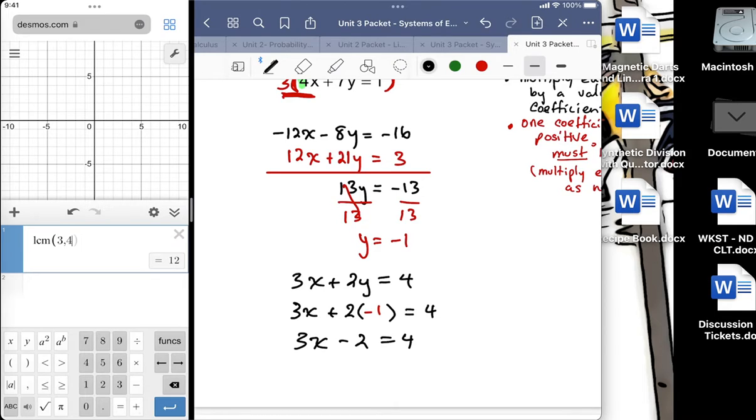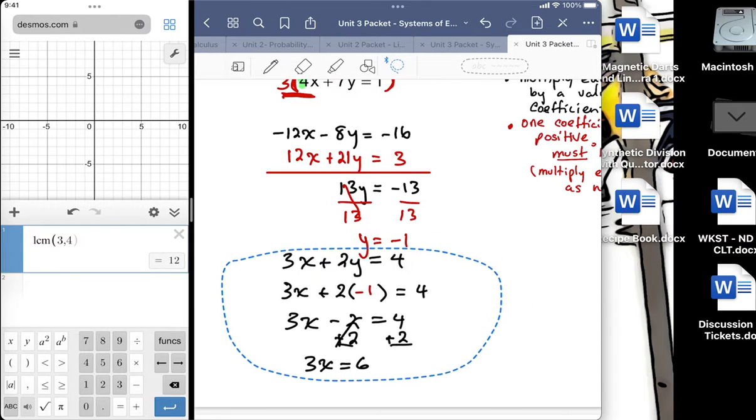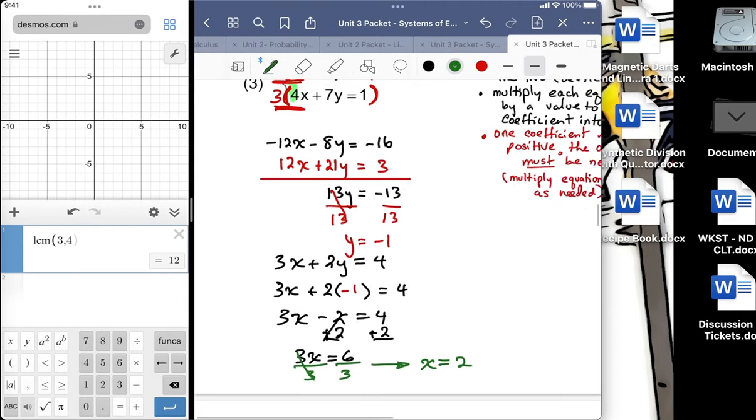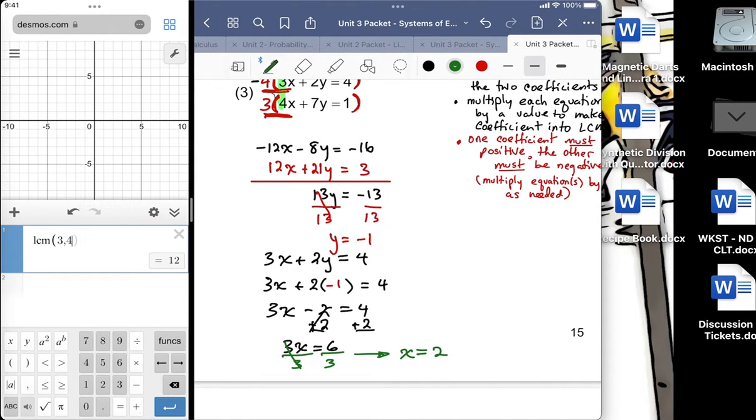All right, add 2 to both sides. So 3x is equal to 6. Then I'm going to divide both sides by 3. And that'll give me my solution. All right, so I get x equals 2.